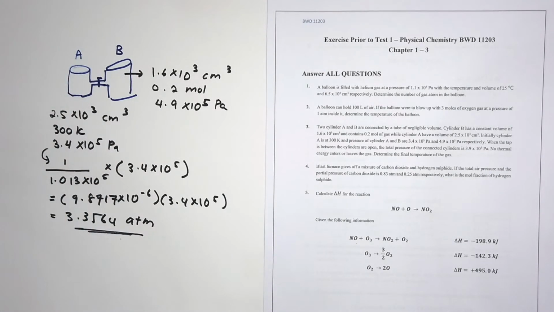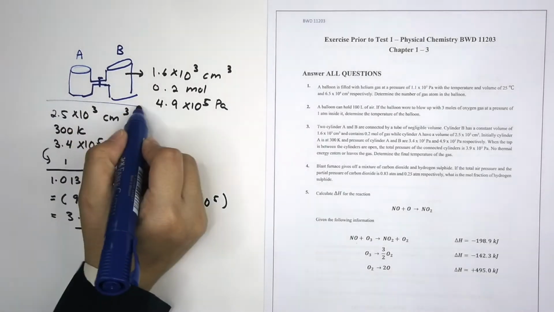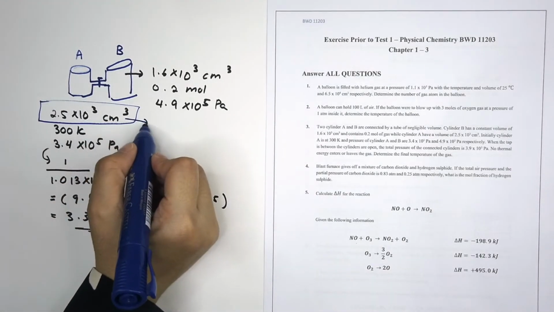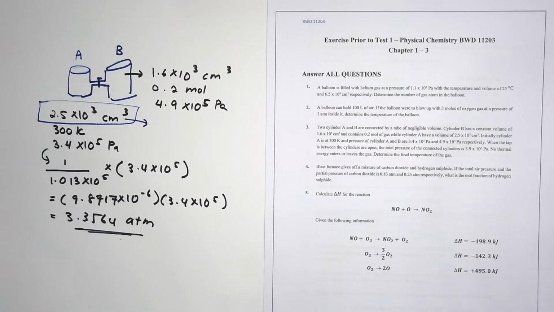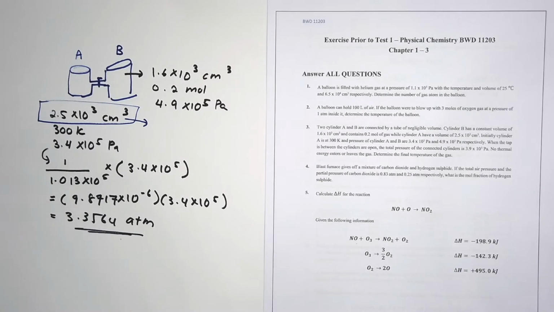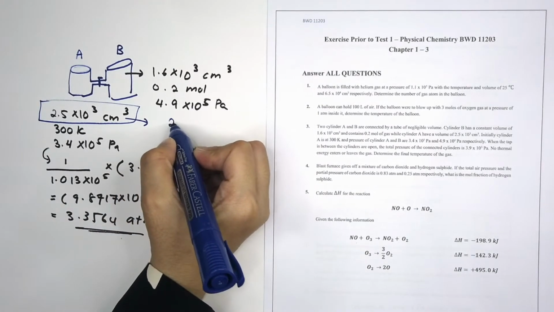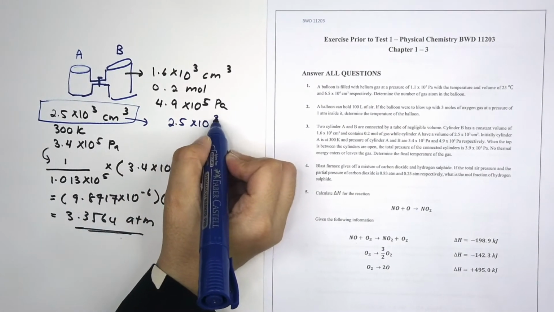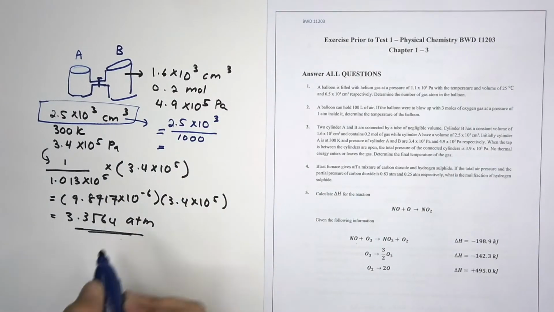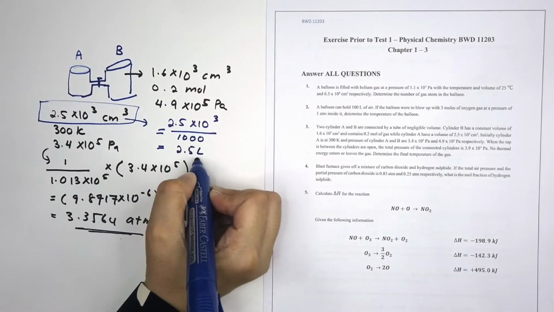Then what you need to convert is the volume. The volume is in centimeter cubed, so you need to convert it to liters. Because centimeter cubed is equivalent to milliliter, you just have to divide it by 1000. So 2.5 times 10 to the power of 3 divided by 1000 should be equivalent to 2.5 liter.